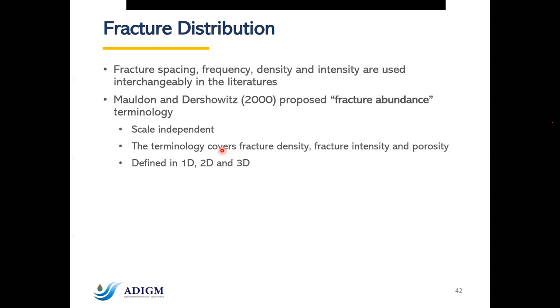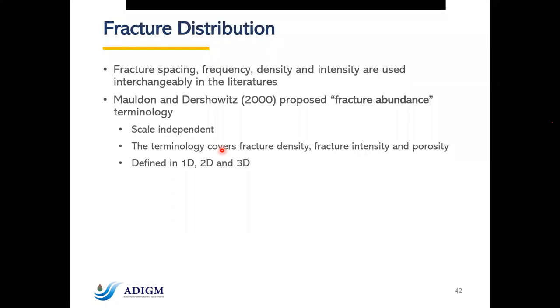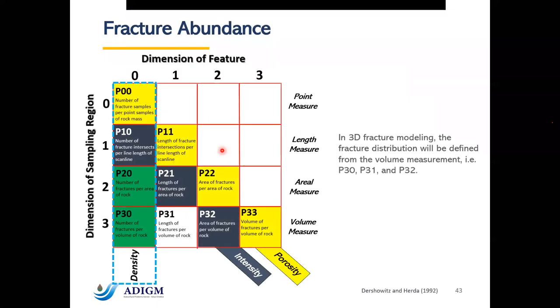And then Mauldon and Dershowitz in 2000 proposed fracture abundance, another term, because it is scale independent. The terminology covers the fracture density, intensity, and porosity. It is defined in 1D, 2D, and 3D. So it's based on this work by Dershowitz and Herda in '92.